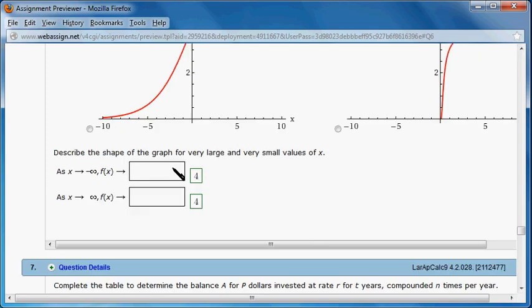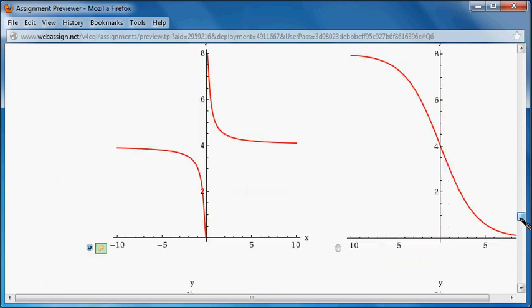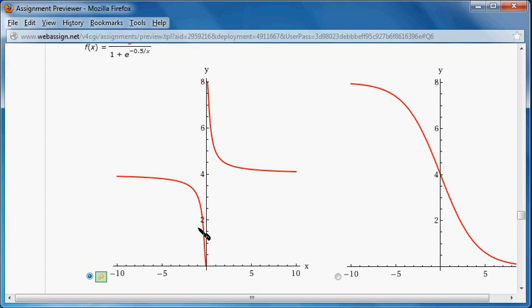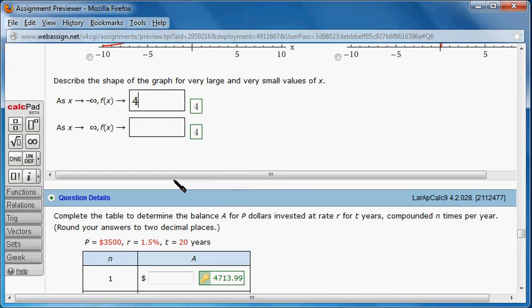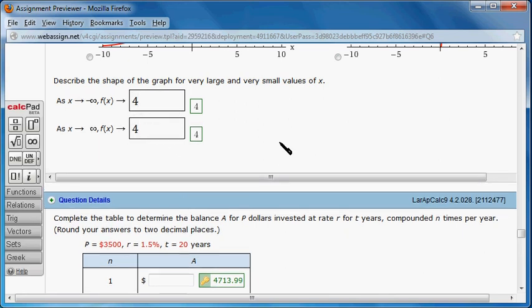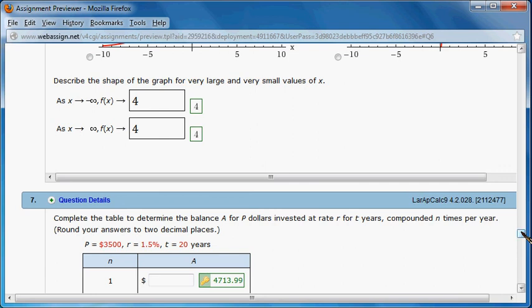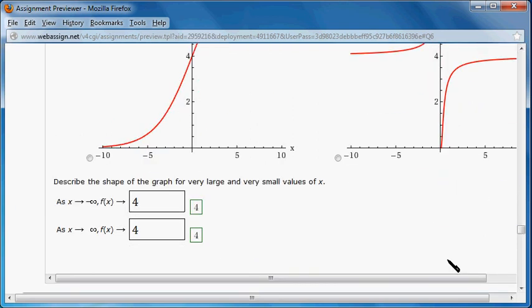Then what happens when x goes to negative infinity? You can see that as x goes to negative infinity, it is heading toward 4, and as x goes to positive infinity, it is also heading toward 4. So this is going to be 4 and 4, and you already know there's an answer there. And that's it. I hope that this was clear.